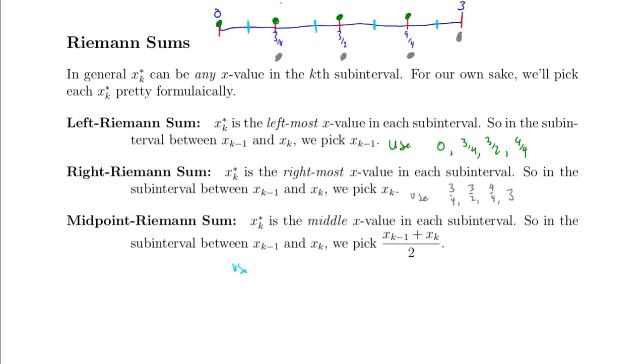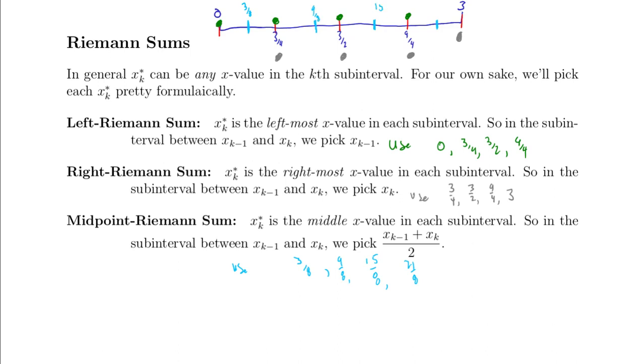So we'll go ahead and say, all right, halfway in between 0 and 3/4 is 3/8. Halfway in between 3/4 and 3/2 is going to be, let me do some arithmetic in my head, 3/8 plus 3/4. So that's 9/8. Is that right? Yeah. And then we've got 15/8 and 21/8.